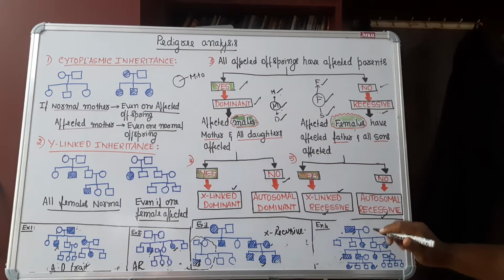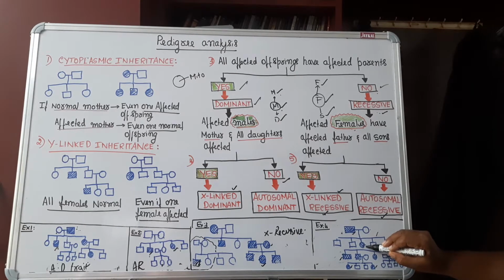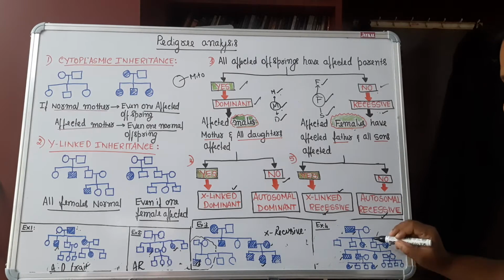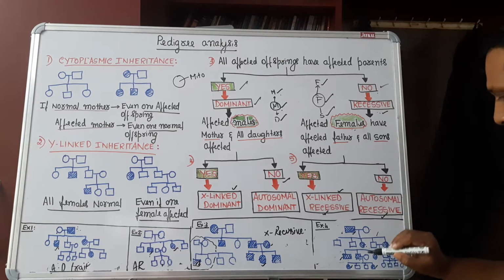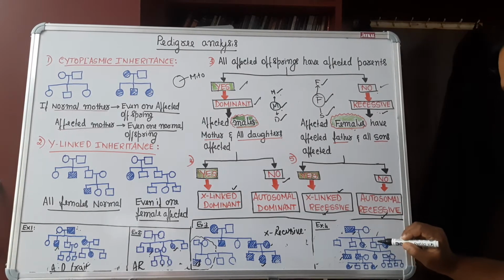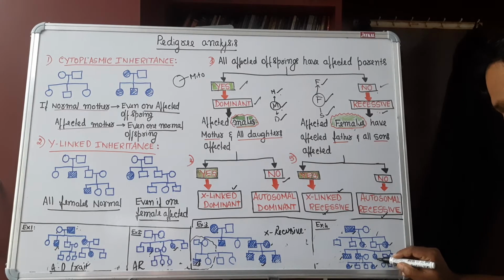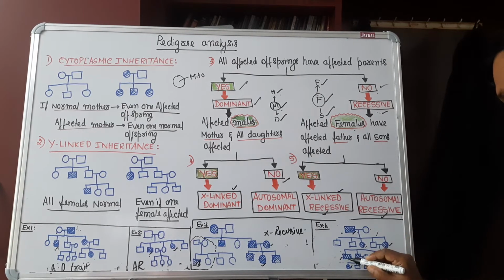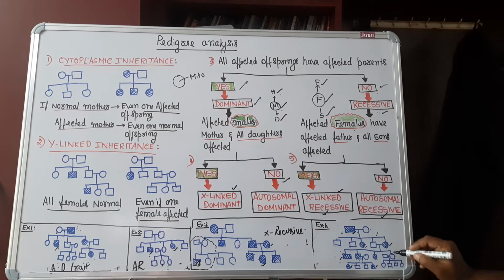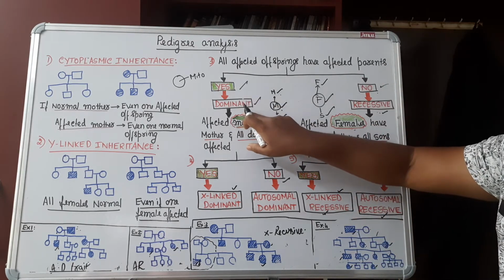Fourth chart. A normal female must have normal children, but here it is affected. Hence, it is not cytoplasmic inheritance. All females must be normal, but that is not there. Hence, it is not Y-linked inheritance. Affected offspring must have an affected parent. Yes, it is obeying. Affected offspring, affected parent, affected offspring, affected parent, affected offspring, affected parent, normal offspring, normal parent. So everywhere the affected offspring has an affected parent. Hence, it is a dominant trait.